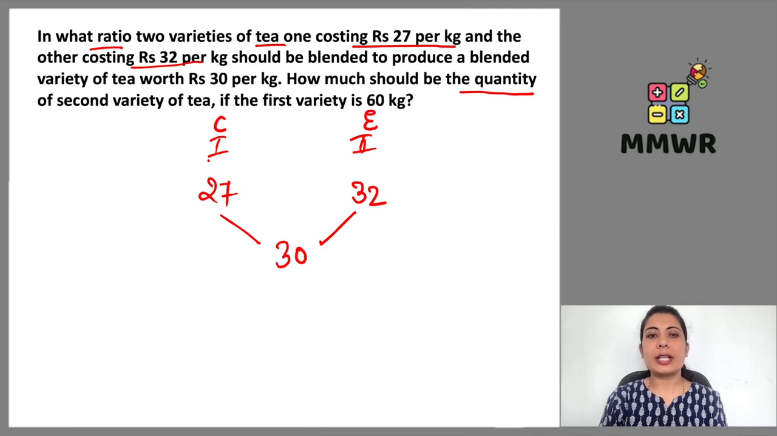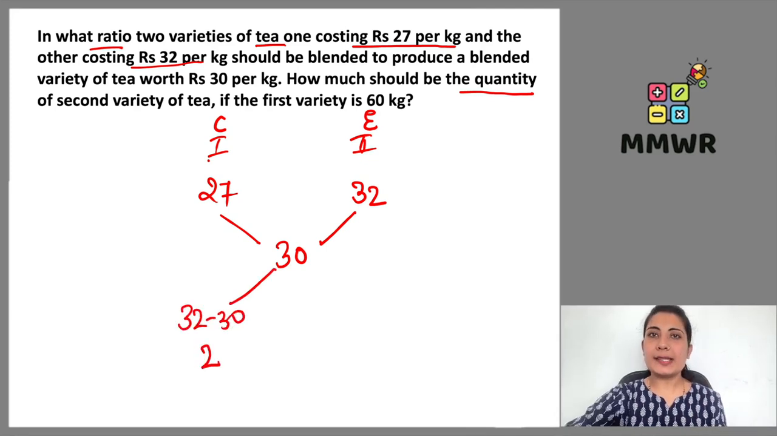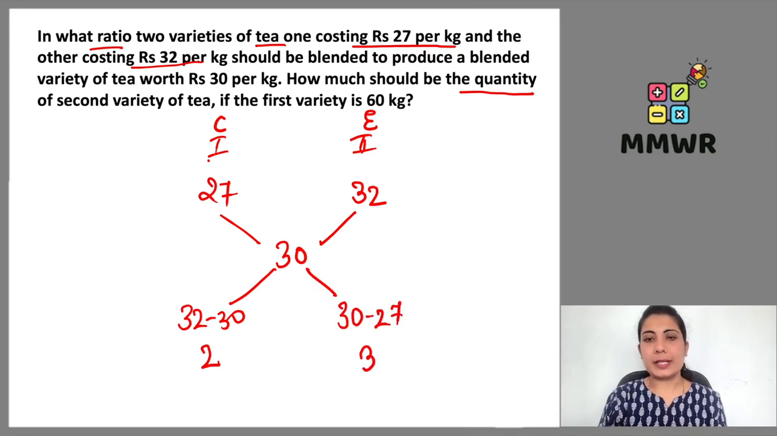First of all, we have to check that this 30 should be the average price of the cheaper and expensive. So this gives me 32 minus 30, which is 2, and to this side we will have 30 minus 27, which is 3. After getting this, we have the answer for the first part, in what ratio? So cheaper one and expensive one, the ratio is going to be 2 ratio 3 for quantity.